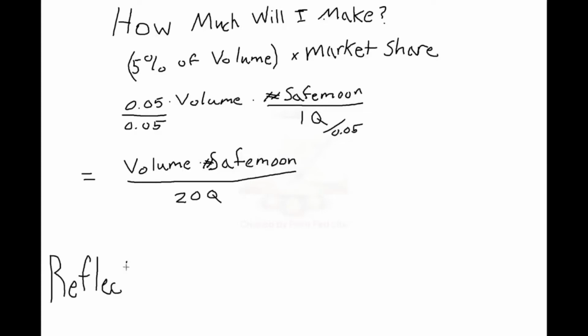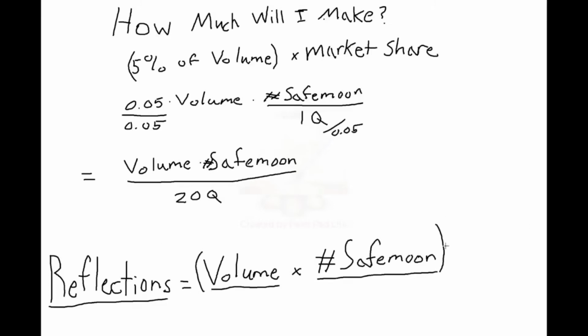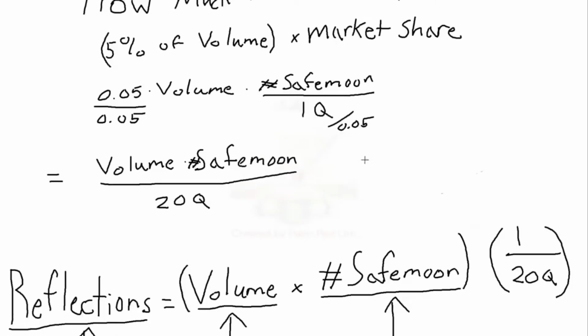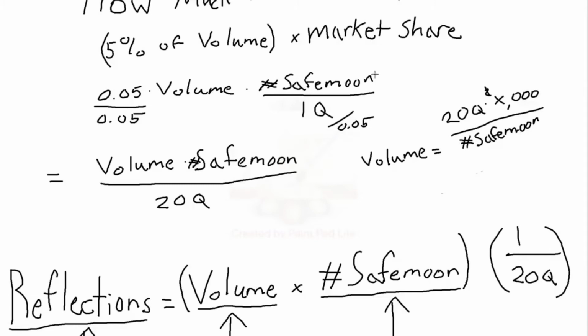By rewriting the denominator, we can see that reflections is nothing more than volume times Safemoon multiplied by a constant, 1 over 20 quadrillion. That part doesn't change. But what's beautiful about this is it tells us exactly what we need to know. It shows the direct linear relationship between reflections, volume, and Safemoon. If either volume or your Safemoon bag increases, reflections do too, linearly. To calculate, for instance, how much volume do I need to make X $1,000 in reflections, just do some algebra. Isolate volume, substitute in however many $1,000 you want for reflections, and solve for volume.